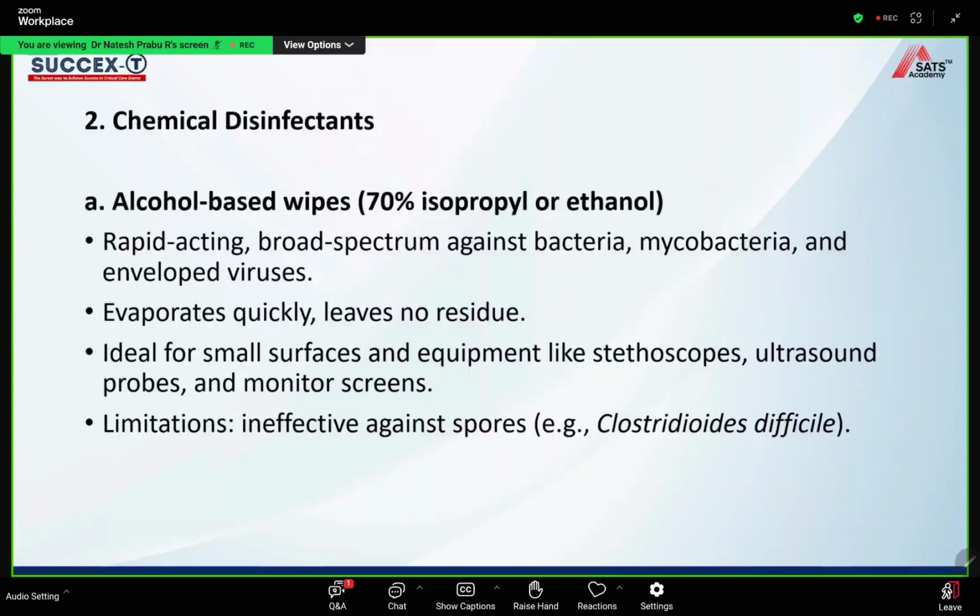There is 70% isopropyl alcohol or ethanol. This is a rapid-acting, broad-spectrum cover against bacteria, mycobacteria, and viruses. It evaporates quickly, leaving no residue, and it's ideal for small surfaces and equipment like stethoscopes, ultrasound probes, and monitor screens. The limitation is that it's ineffective against spores. So that's about alcohol-based wipes.